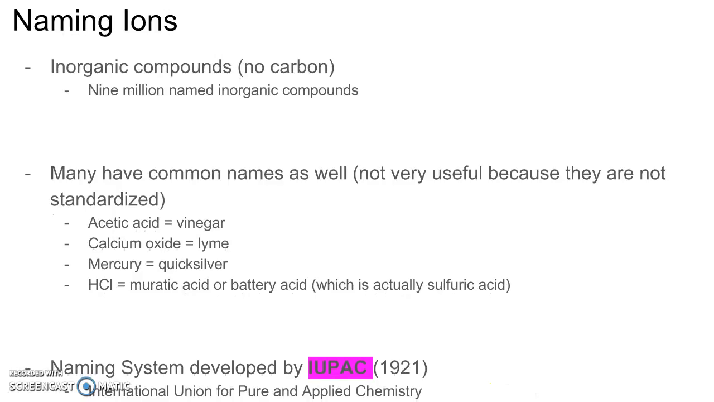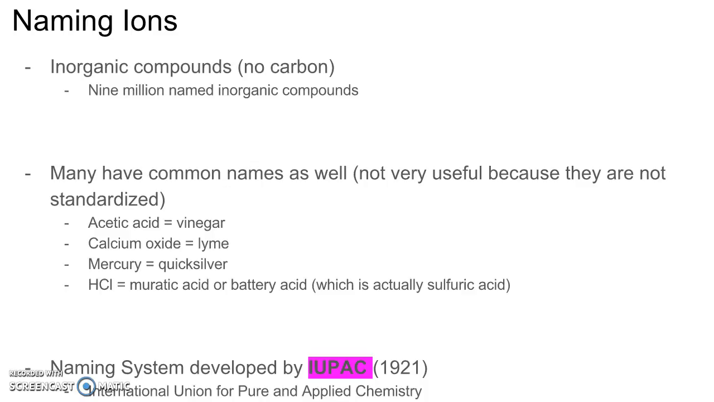So naming ions, we're only going to deal with inorganic compounds in this unit. We are not going to deal with carbon or carbon-containing compounds that you might have seen a lot in biology. We will specifically cover those in our organic chemistry unit. But there are 9 million named inorganic compounds, so we have plenty to work with. Many have common names as well, which is why some sort of a system had to be developed.